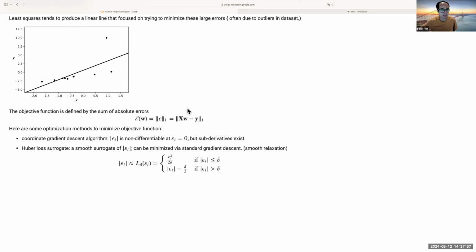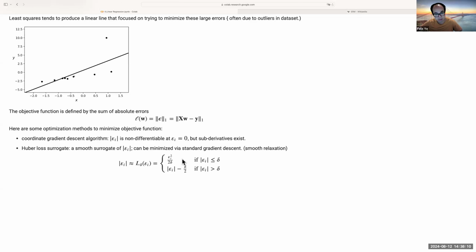The absolute value of epsilon is not differentiable at epsilon equal to 0. But we have some subderivatives, and we are going to talk about that at the end. So we can use some coordinate or gradient descent algorithm. This is something we have used before. But another choice is we can use a smooth surrogate for this whole thing. That means something called a smooth relaxation of the one norm.